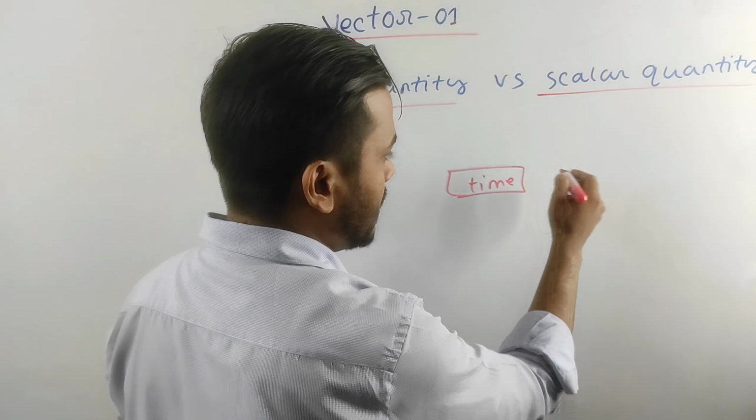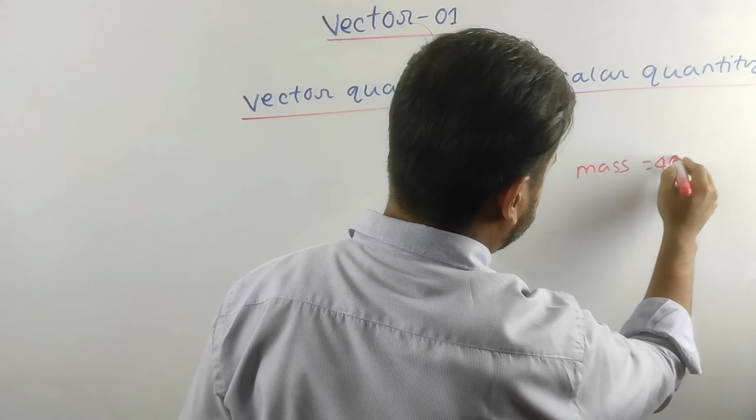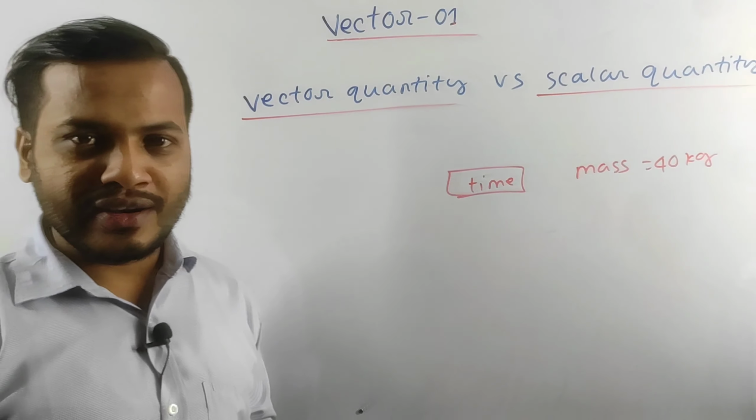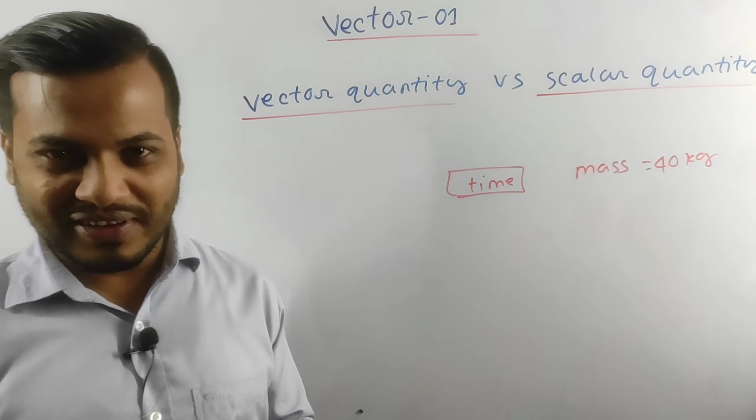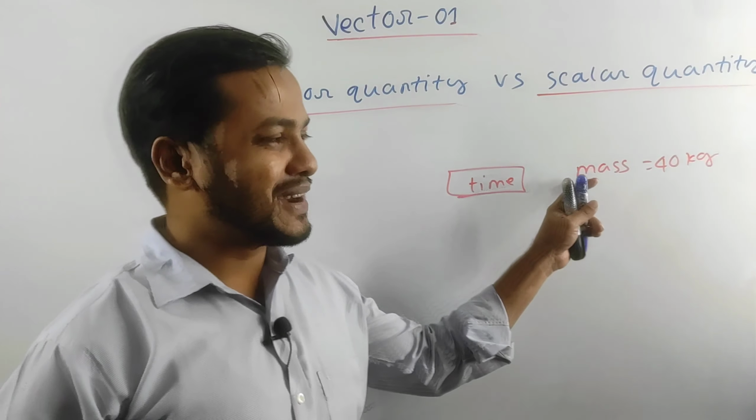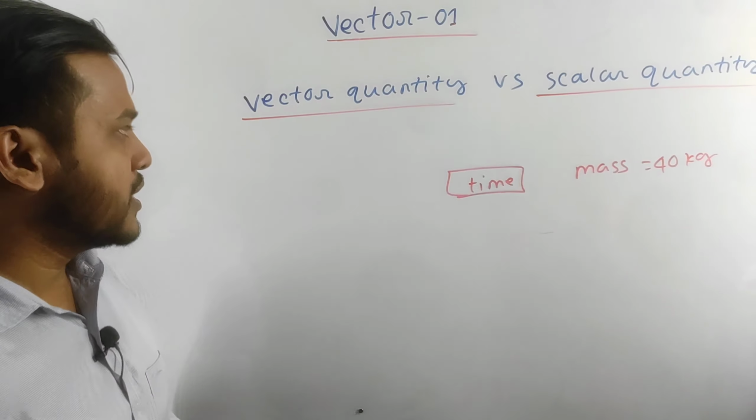Again, if your mass is 40 kg, you can just measure your mass, but you can't measure its direction. I mean, you are 40 kg or you are 50 kg, but in which direction? This is totally funny. So mass is not a vector quantity. Mass can be defined as a scalar quantity.